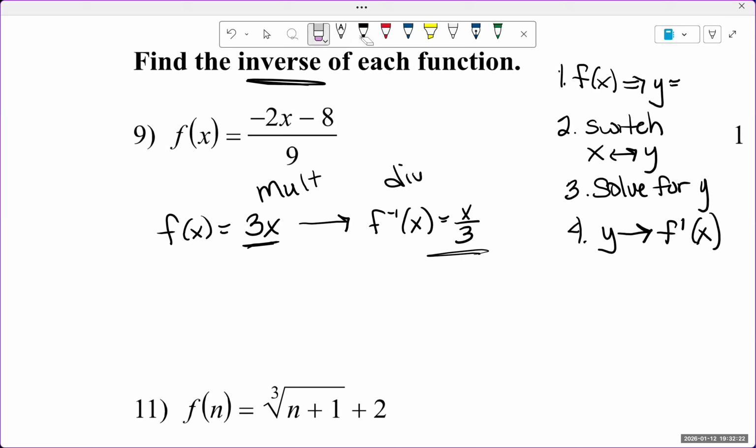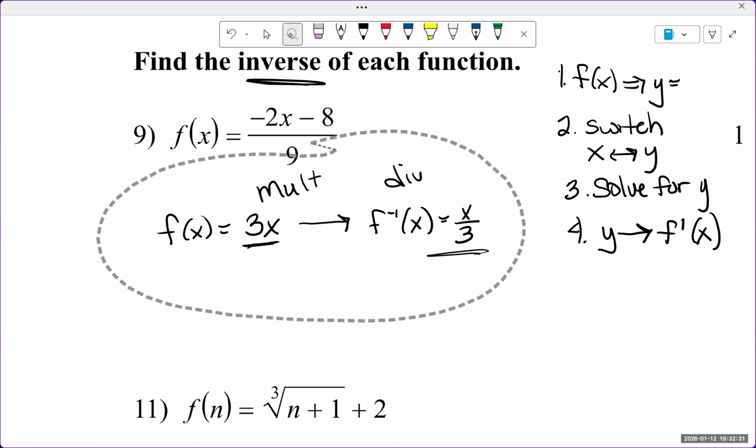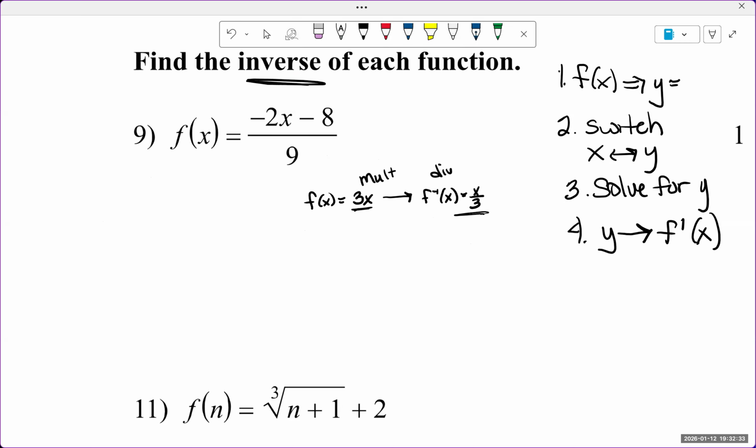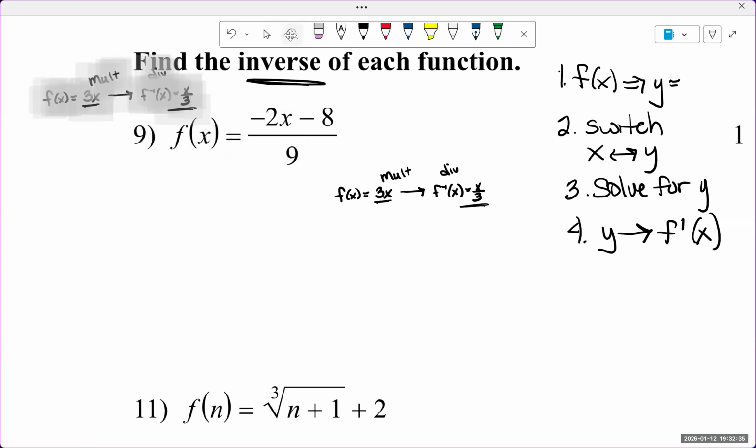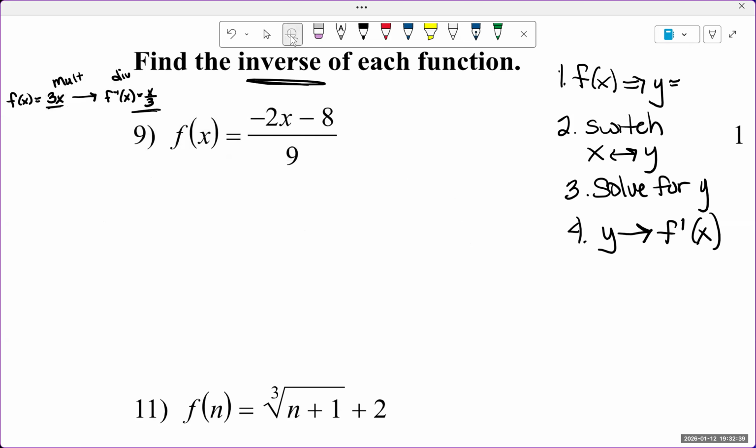Now, do I think it's a good idea that they did something that looks like an exponent? No, but it is what it is. Okay, so this is what inverse is. It is the opposite. So now, what if it's multi-step? Step 1, change it to y equals. Step 2, switch the x and the y. And step 3, solve for y.